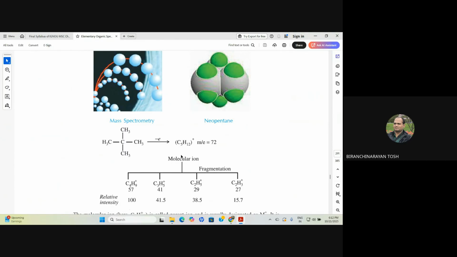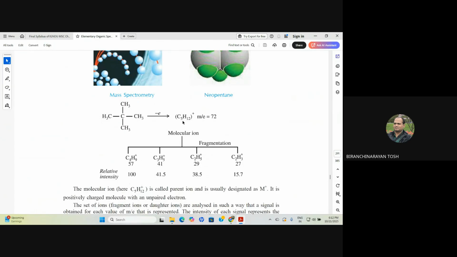So when it will fragment, there will be chain cleavage. So it may cleave from here, giving rise to C4H9, or two methyl groups can be released, giving with one hydrogen, C3H5, C2H5. So like that, different fragmentation will be there, and we can analyze because they will have just one positive charge. So m by e ratio will be equal to the mass of the ion.